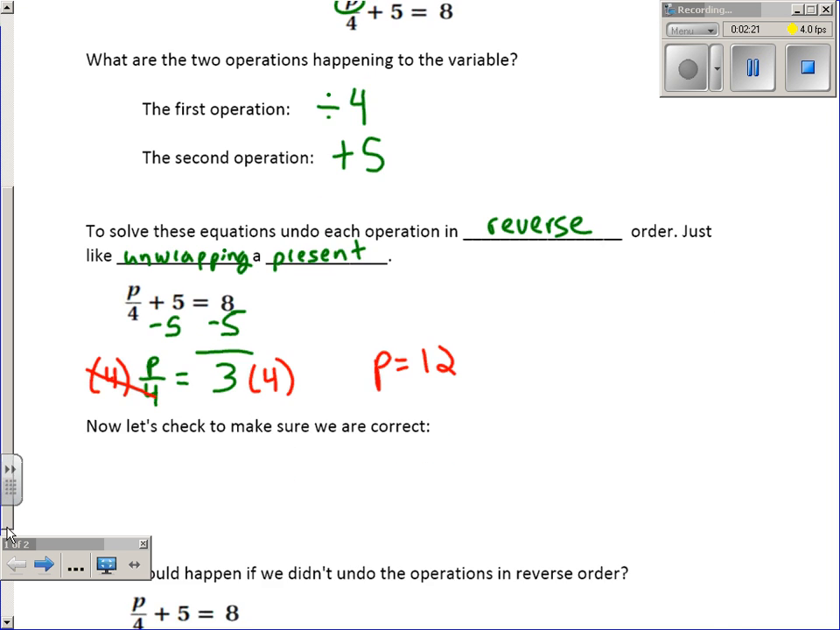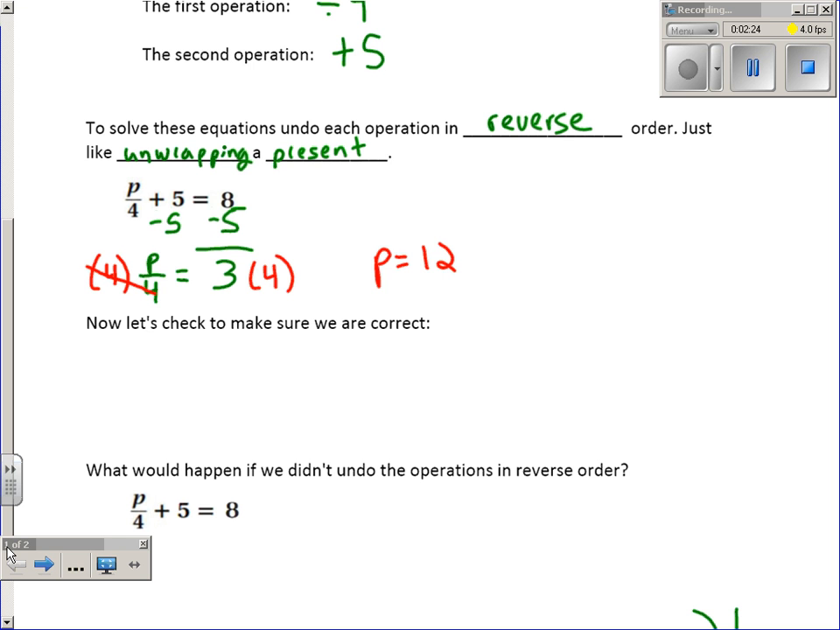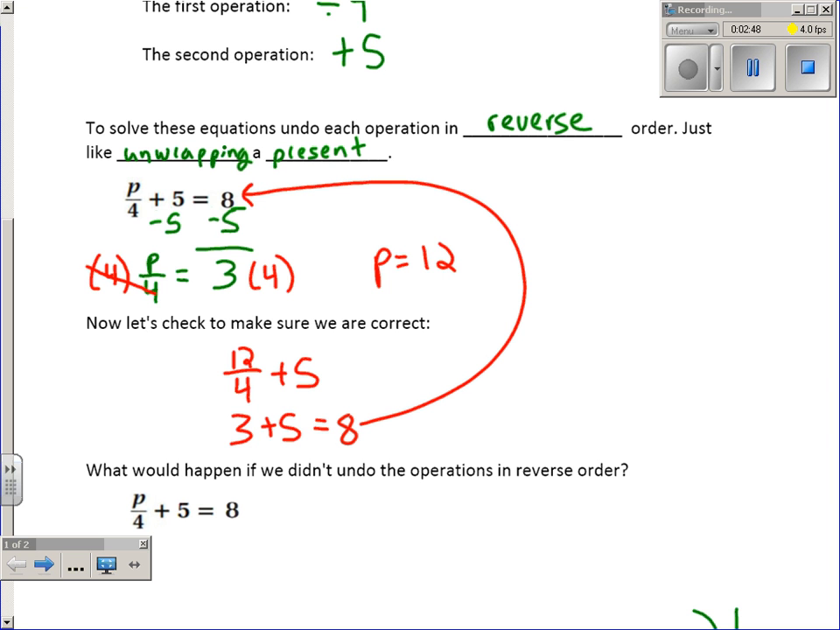Now when you start getting into more advanced equations, you're going to want to check your answer. So here we're going to show how to do that. P is supposed to equal 12. So instead of writing P, I'm going to write 12. And just everything else. So let's do this math. 12 divided by 4 is 3. 3 plus 5 is 8. And if we look back at our equation, it should be 8. So that we know we were right. When P is the value of 12, this left side equals 8. So we know it has to be 12.